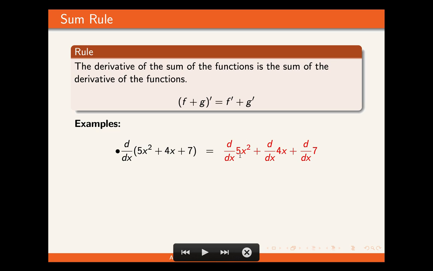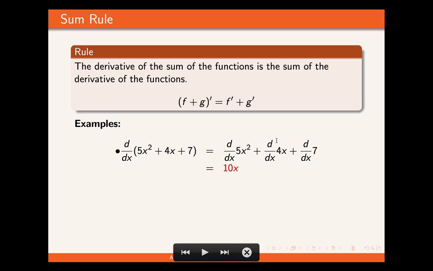What is the derivative of 5x squared? By using the constant multiple rule, we can take the constant 5 out, and the derivative of x squared with respect to x, by using the power rule, will be 2x. So 5 times 2 will be 10, so 10x is the derivative of 5x squared.